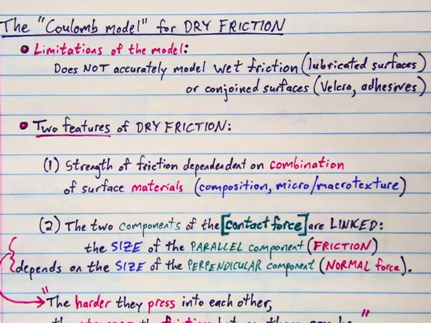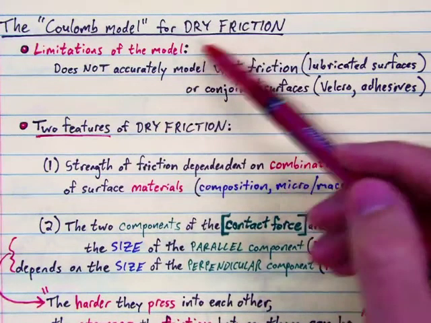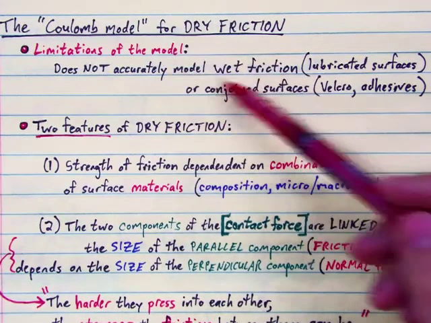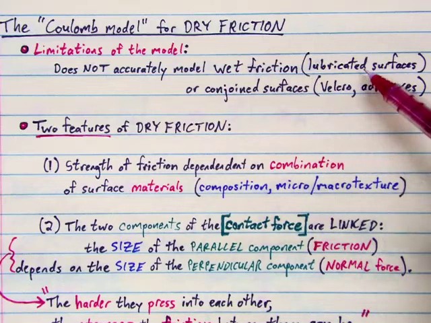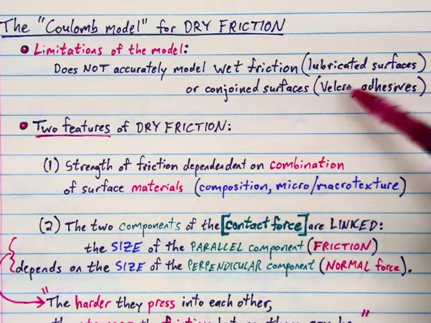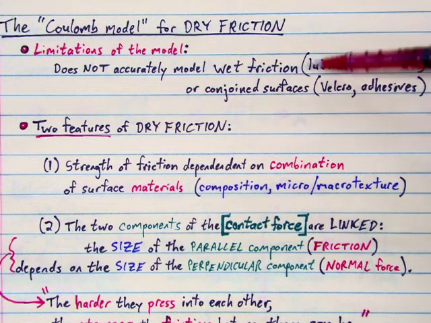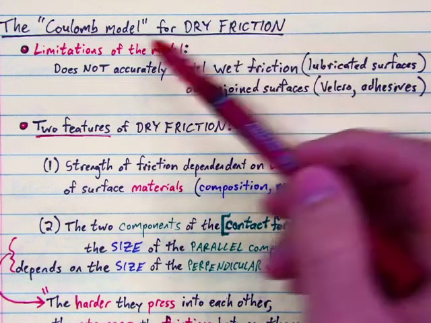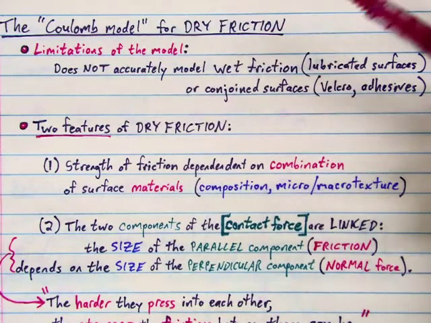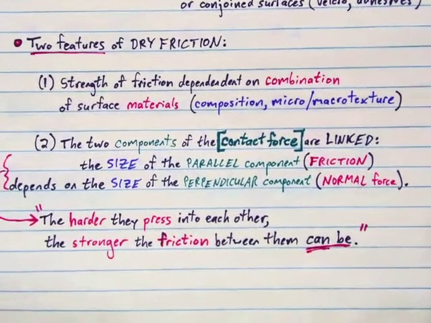The model has a couple of limitations. It does not accurately model wet friction, hence the word dry right here. So this doesn't really give a good description for lubricated surfaces or conjoined surfaces, like if there's Velcro or an adhesive between them. We would need different physics to model these sorts of things. But for two dry surfaces, this Coulomb model does pretty well at making mathematical predictions for how friction will behave. It has two key features.